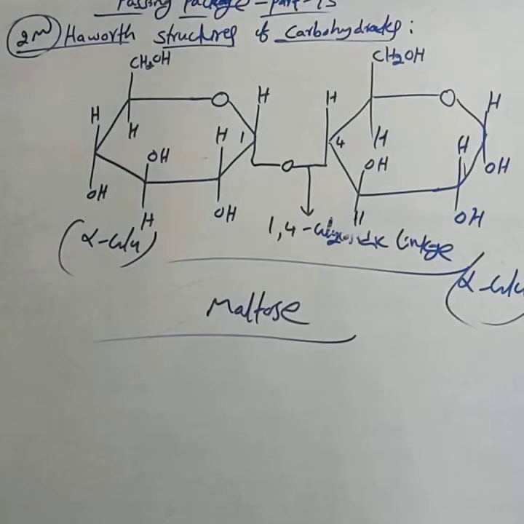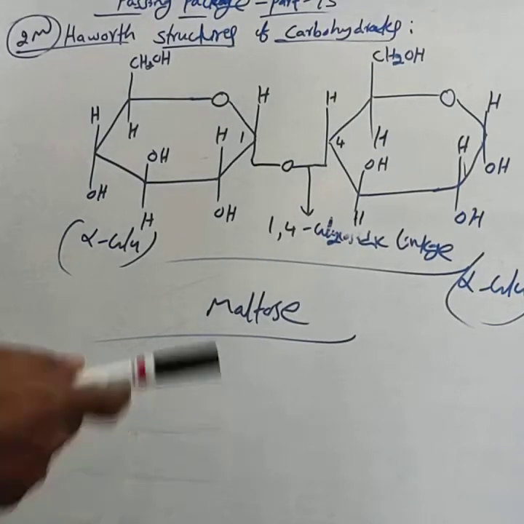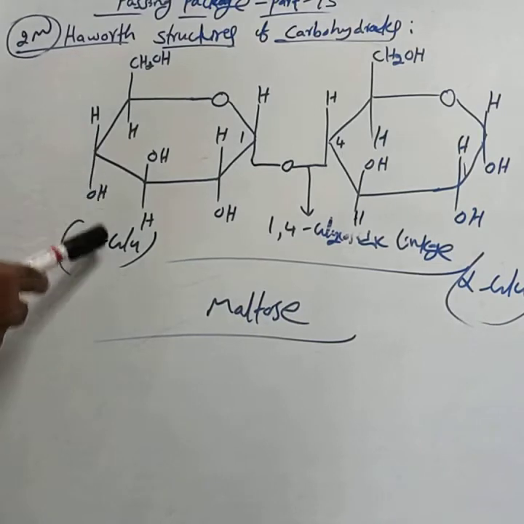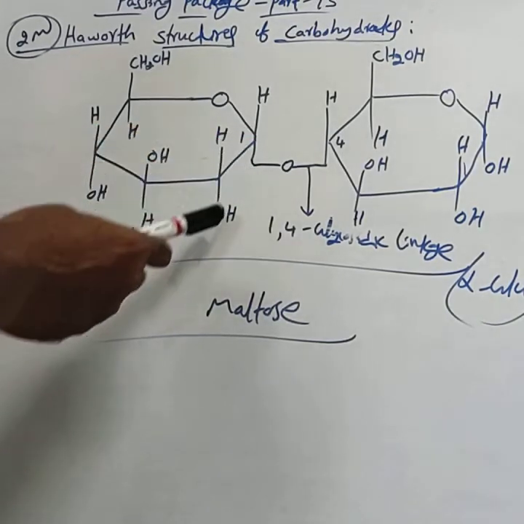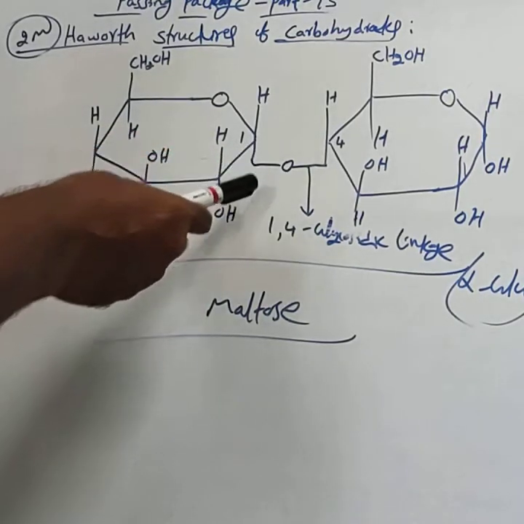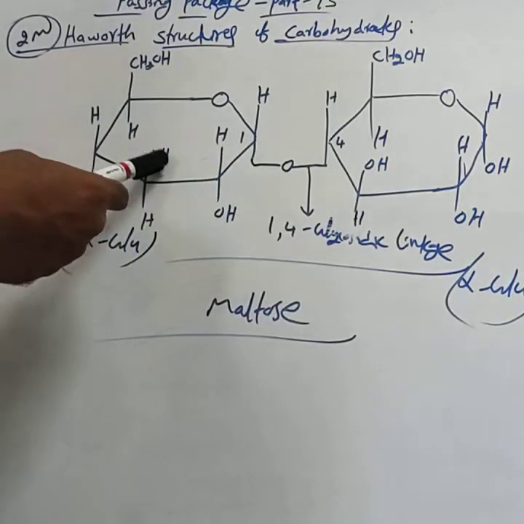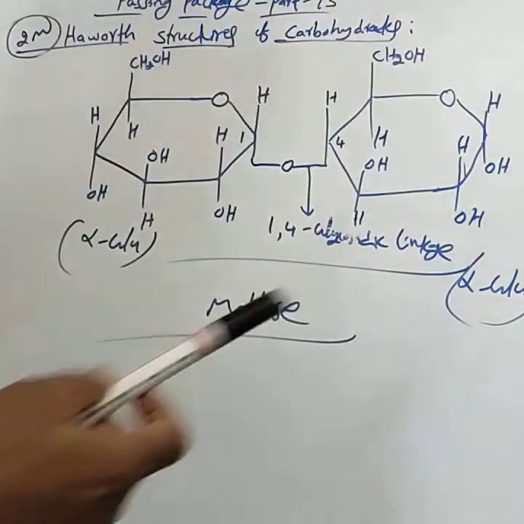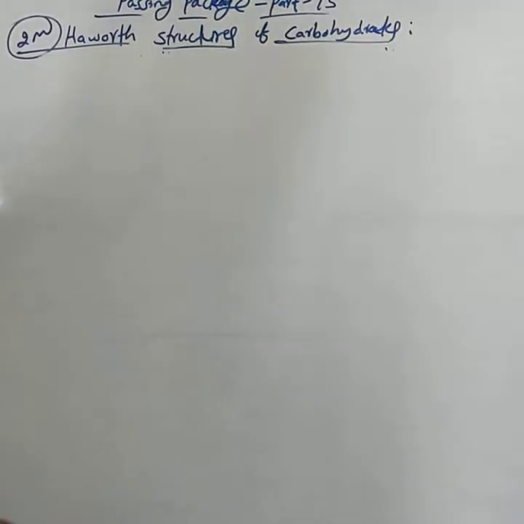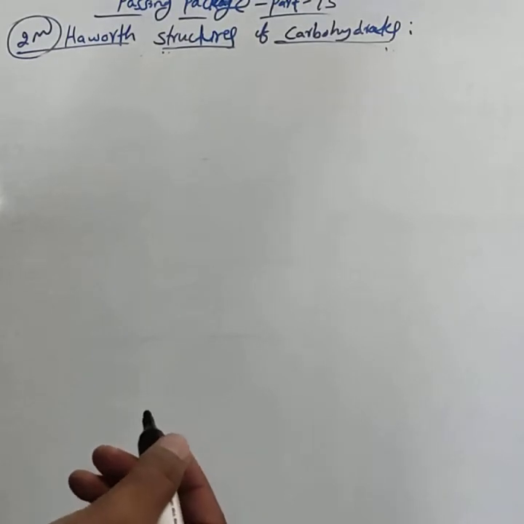To write maltose, first you have to know the monosaccharides present in it. The monosaccharide present in maltose is glucose. To write the glucose, you use the code KKMK: below OH, above, below OH. Then this is the maltose structure. Next you consider the lactose structure. The next disaccharide is lactose.